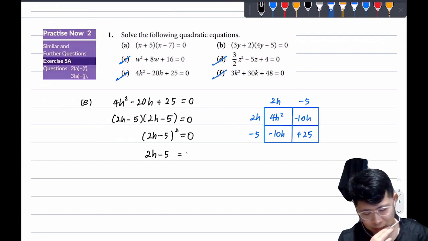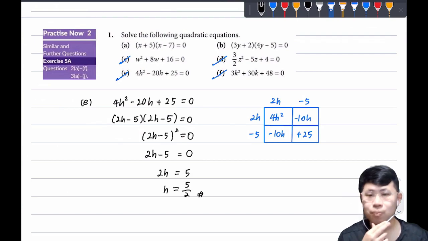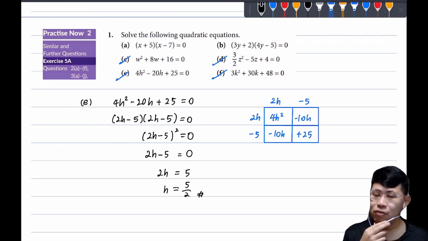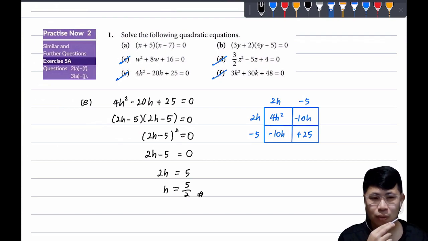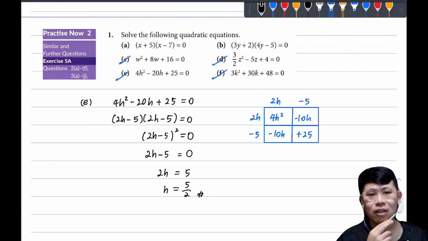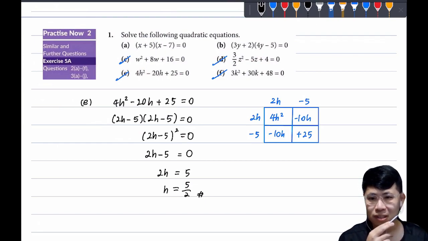And then I will just need to reverse everything, so unsquare, right? Unsquare means I need to square root on the left, square root on the right, and I have 2h equals 5, h equals 5 over 2 as our final answer. So even though we don't get two solutions, we have at least one solution, right? So it will be up to two solutions.